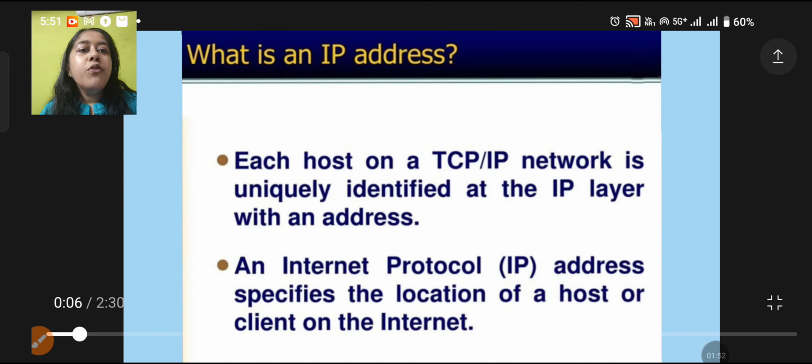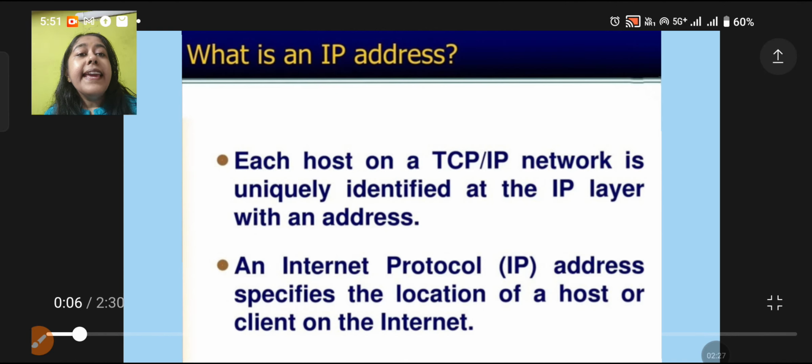Each host on a TCP/IP network, and you have already studied the TCP/IP protocols and their different layers in our earlier classes. You can see those in the previous video where I described the TCP/IP layers and the OSI model layers. Today let's only see about an IP address. You can watch the whole TCP/IP video to get the idea.